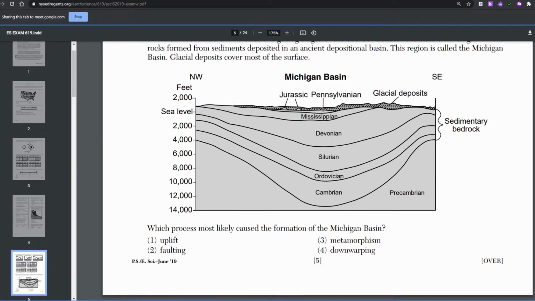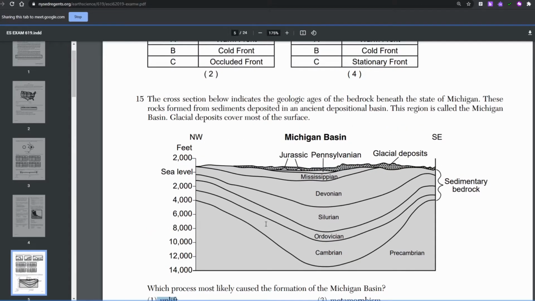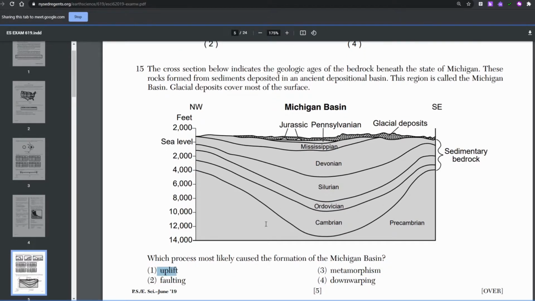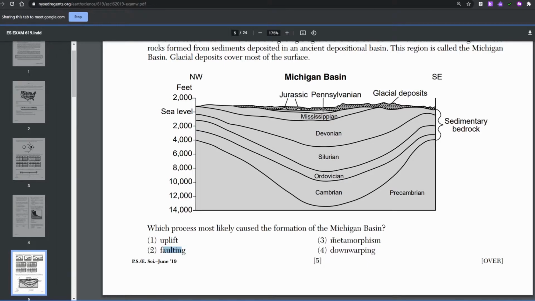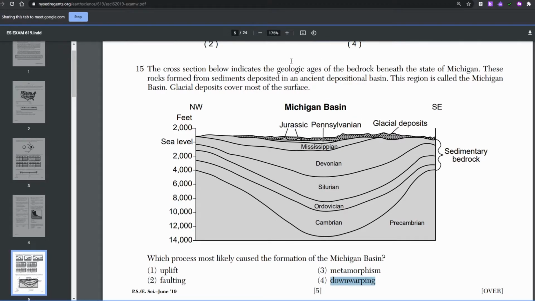Okay, so I see glacial deposits. We see Cambrian, Ordovician, Silurian, Devonian, Mississippian. It's like sedimentary rock was dropped down here. So could that be caused by uplift? Faulting, metamorphism, and downwarp. Well, downwarping is not a thing. Cross-section below indicates geologic ages. These rocks form from sediments. This region is called the Michigan Basin. Glacial deposits cover.